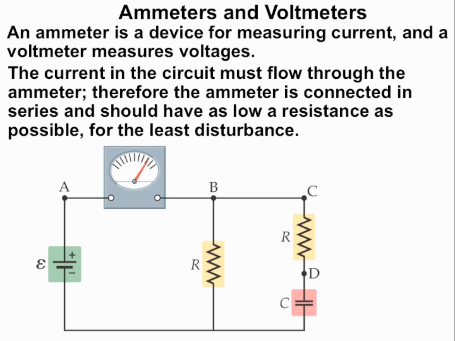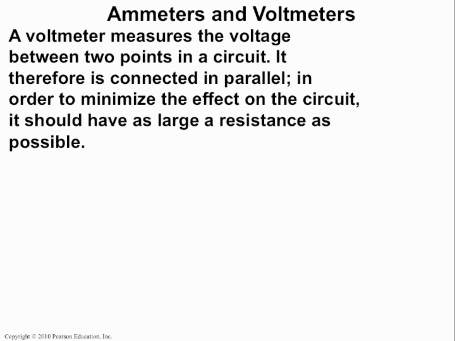So whenever you have an ammeter, or if you're using a multimeter and you want to measure current instead of voltage, you have to actually disconnect the circuit, insert the meter, make it part of the circuit, and then measure the current. Now, a voltmeter measures the voltage between 2 points in the circuit. It therefore is connected in parallel. In order to minimize the effect on the circuit, it should have as large a resistance as possible.